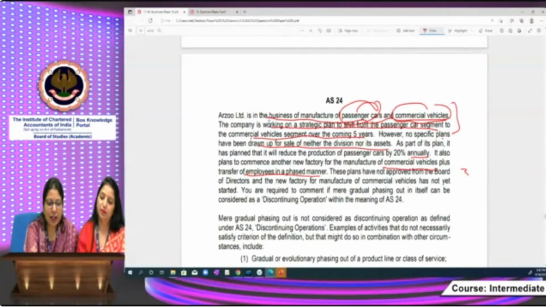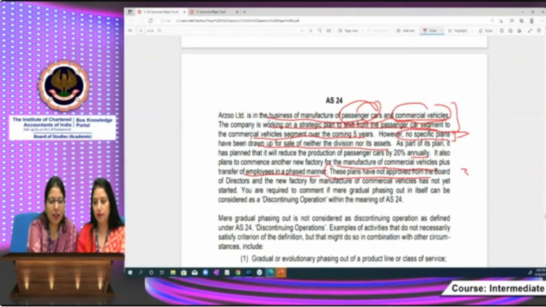Because of these two conditions given in this particular question, number one is no specific plans. Keep a note of it. No specific plans of the company were there. It's just the intention of the company, but there is no specific plan, and no approval from the concerned authorities.